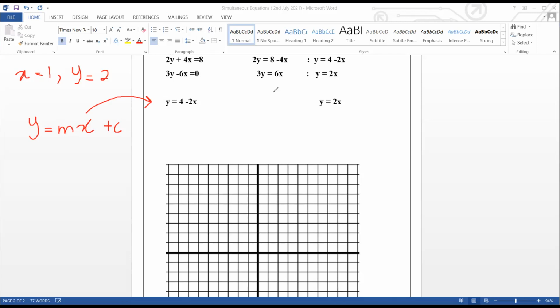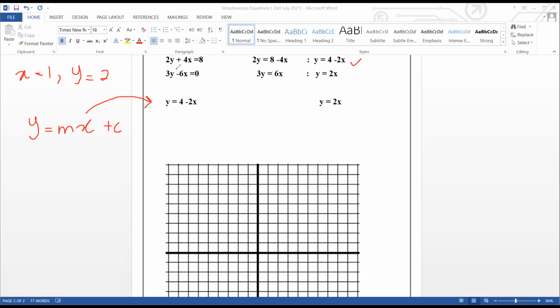Then I have kept only 2y on this side and taken all the other numbers and the letters to the other side. So after that, I wanted to find y. Therefore, the whole equation I have divided by 2. Right, so that is what I have done here.